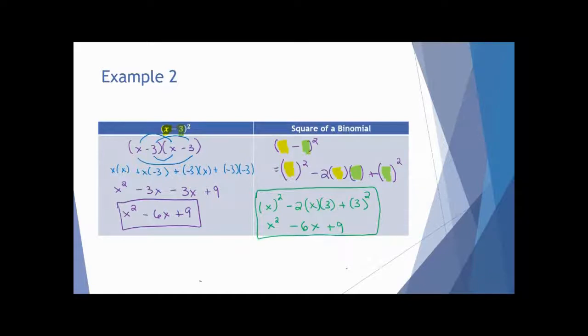Do you guys have questions on this example? Where did the negative 2 come from? So that is part of the shortcut, and that's because if you're looking on the left side, we have negative 3x and a negative 3x. There are 2 of them, so that's why we multiply it by 2.